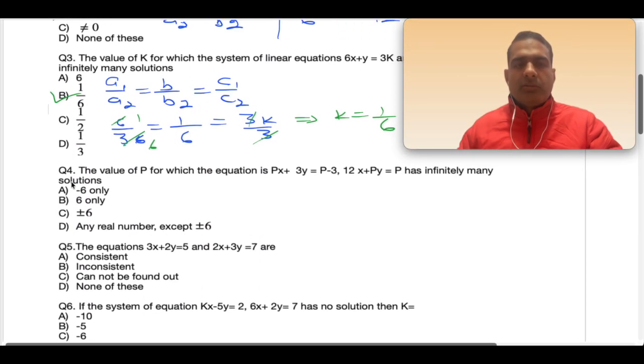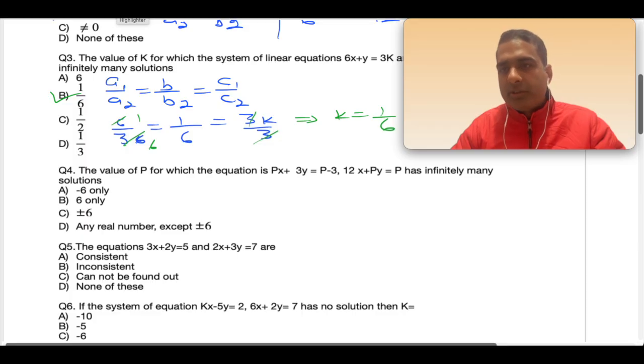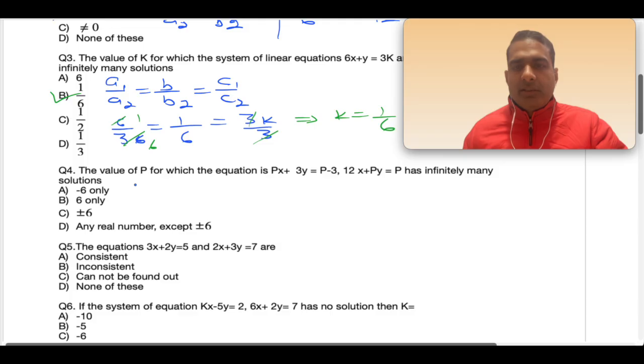Now question number 4 is also similar to question number 3. So you can pause the video and try by yourself if you have understood question number 3, and if you haven't understood question number 3, you can go back and look at the solution once more. So I hope you would have tried. Now let's see. The condition will remain the same because in this question also it has been asked the value of p for which the equations px plus 3y is equal to p minus 3 and 12x plus py is equal to p has infinitely many solutions.